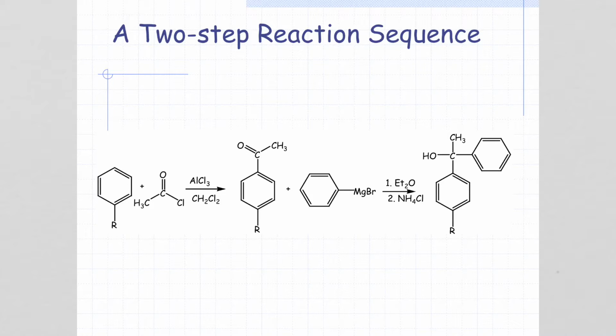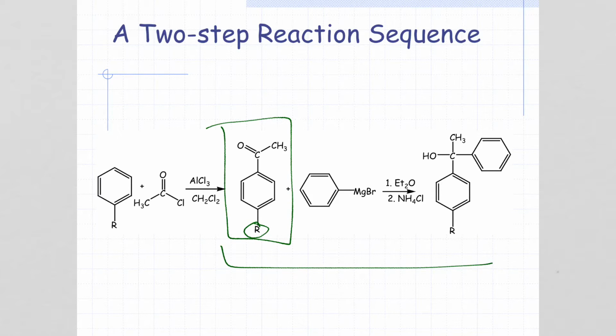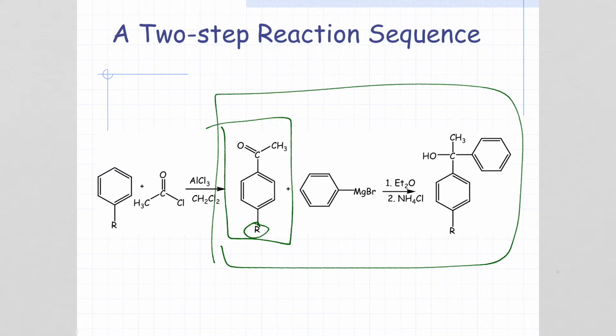This is the pre-lab video for the multi-step reaction sequence that we've been doing. Two weeks ago, you all made this ketone. You have different ketones depending on what your R group is. And this week we're going to be doing the second half of this reaction, which is a Grignard reaction.